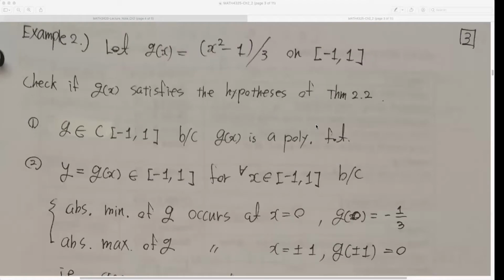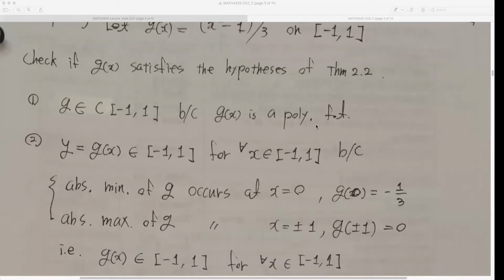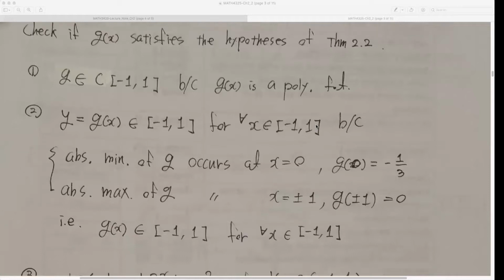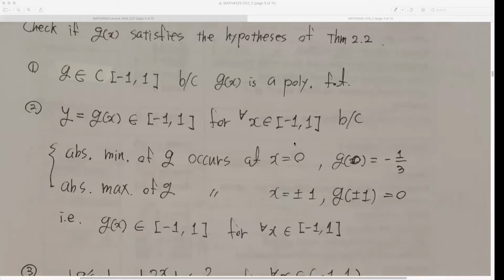Now let's see. Let me see right here. I think 0 is a critical value. So g of 0 equals negative 1/3. That's the relative minimum.